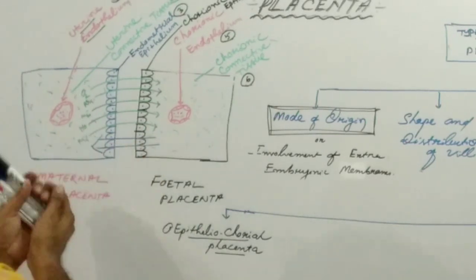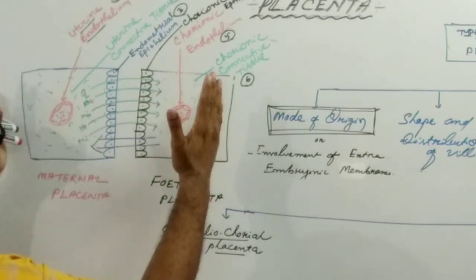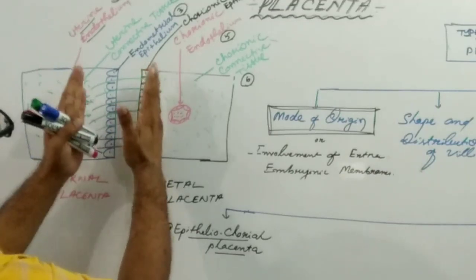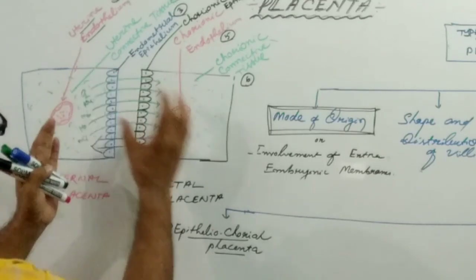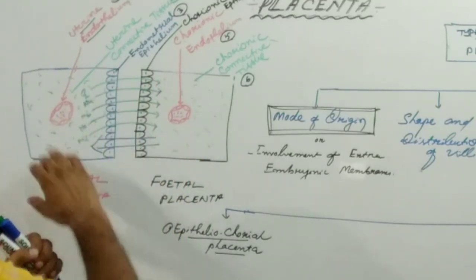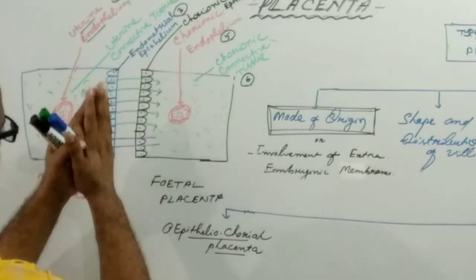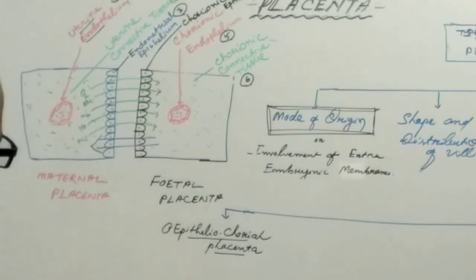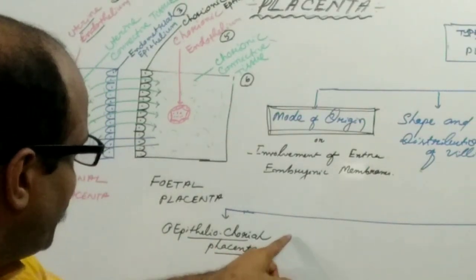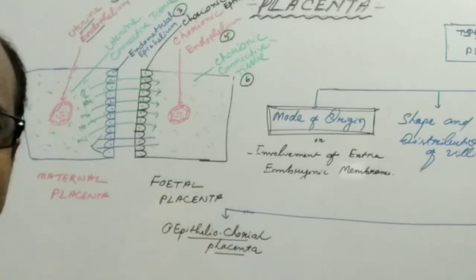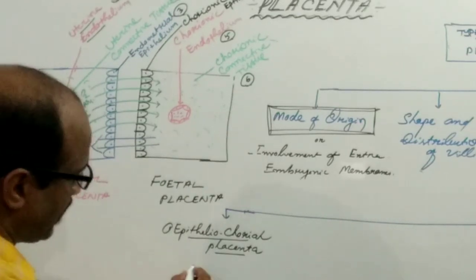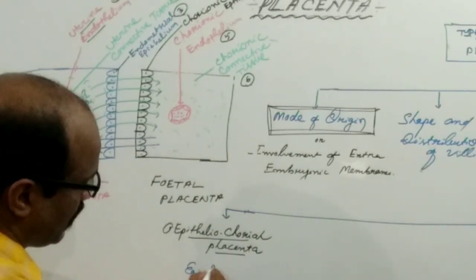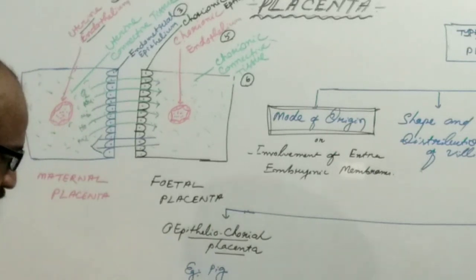If all 6 barriers are present, and both epithelia come in contact with each other, they form the placenta through which exchange of material takes place. This type of placenta is known as the epitheliochorial placenta, and this placenta is found in the pig.